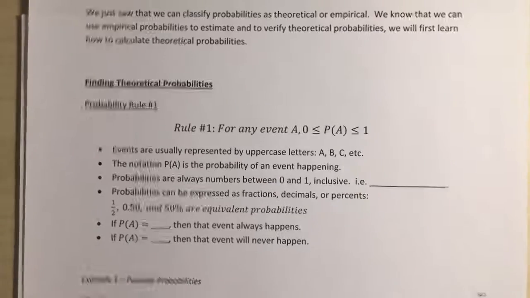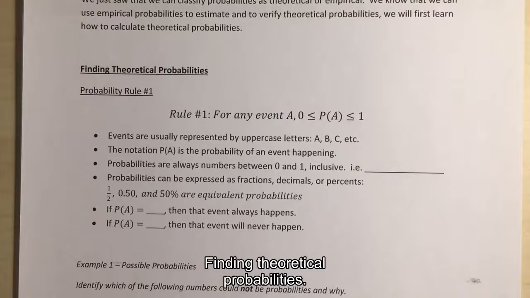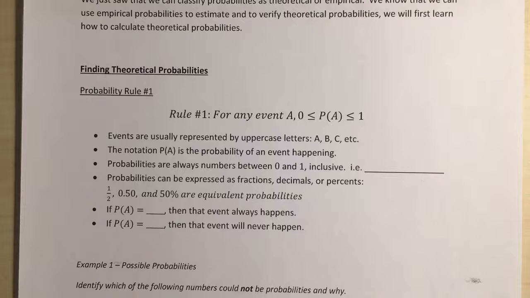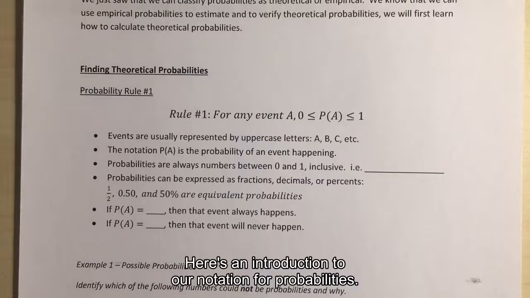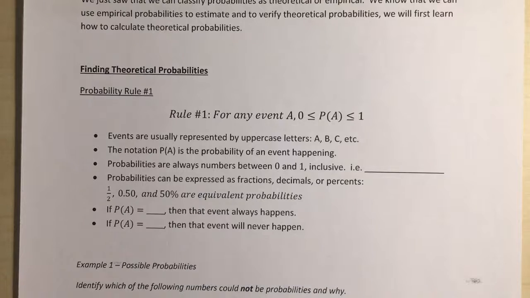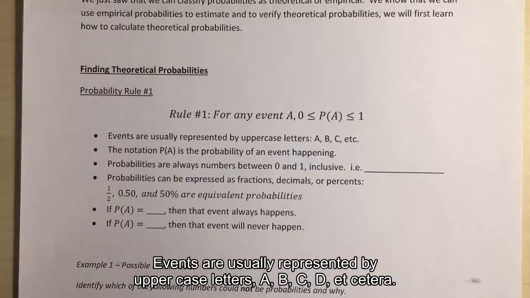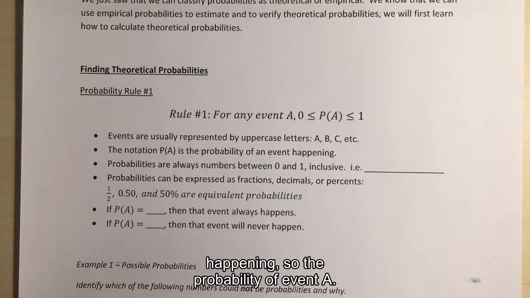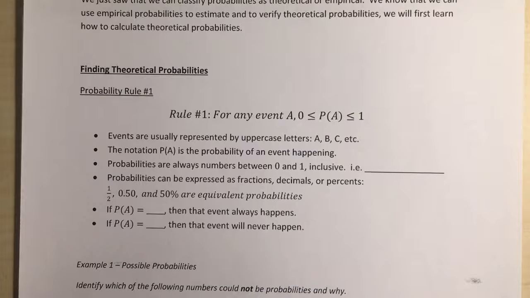All right. So finding theoretical probabilities. Our first probability rule says for any event A, 0 is less than or equal to P of A, which is less than or equal to 1. Here's an introduction to our notation for probabilities. Events are usually represented by uppercase letters: A, B, C, D, etc. The notation P parentheses A is the probability of an event happening, so the probability of event A.